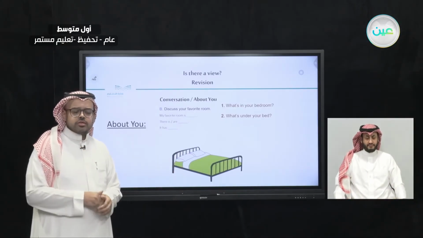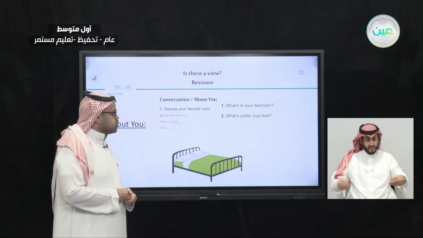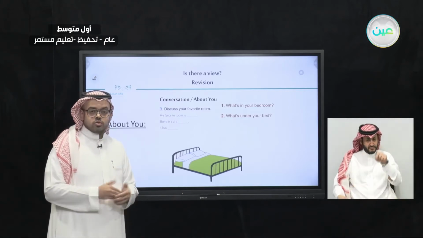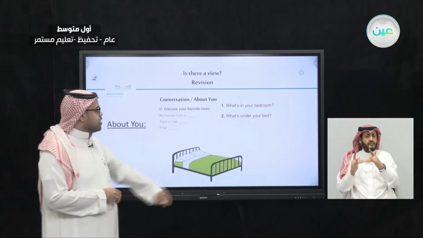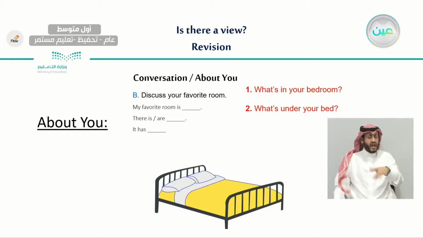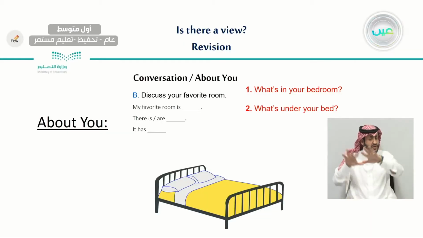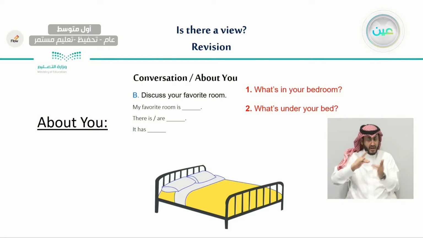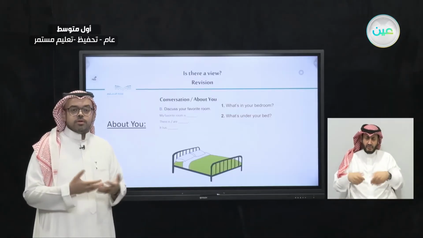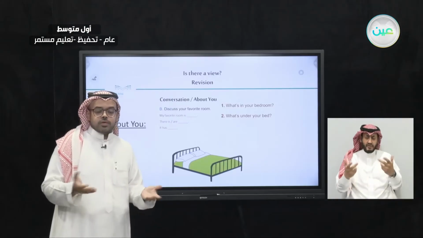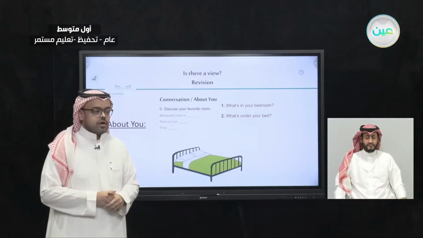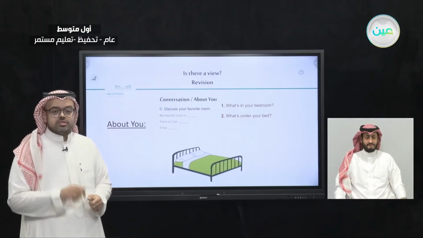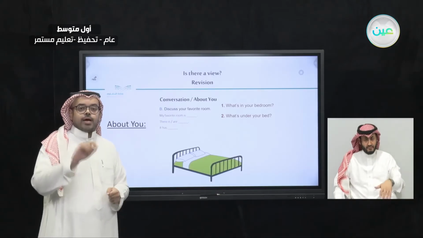And also we ended our lesson with two questions about your bedroom. For example, we said, what is in your bedroom? Just tell us the furniture that you have in your bedroom. And also, what is under your bed? What are the things that you usually put under your bed? Maybe extra blankets, maybe books, or even maybe some toys. Very well. Today we have an interesting lesson also about houses.